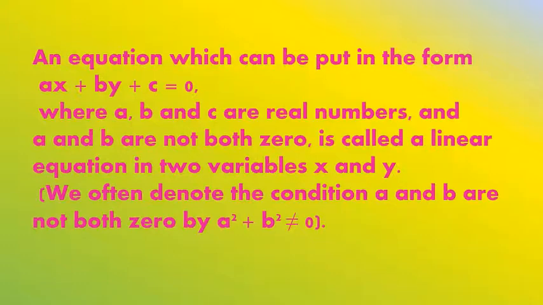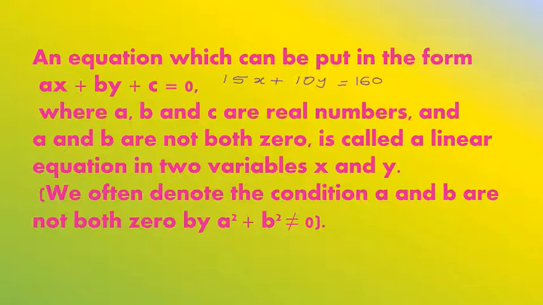Now, an equation which can be put in the form ax plus by plus c equal to 0 is a linear equation. I'm talking about linear equations, that is, any equation that can be put in the form ax plus by plus c. For example, earlier we wrote 15x plus 10y is equal to 160.